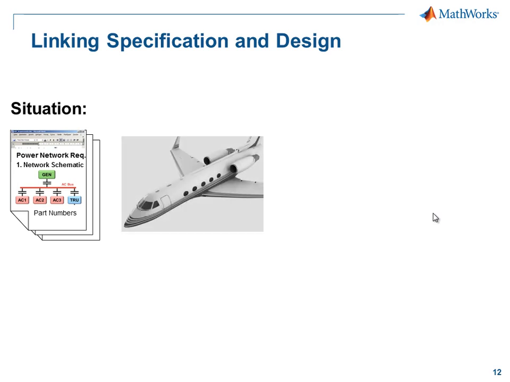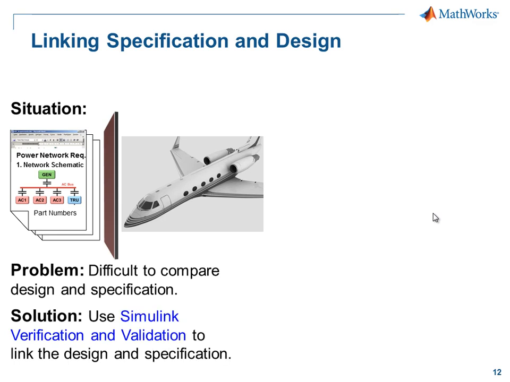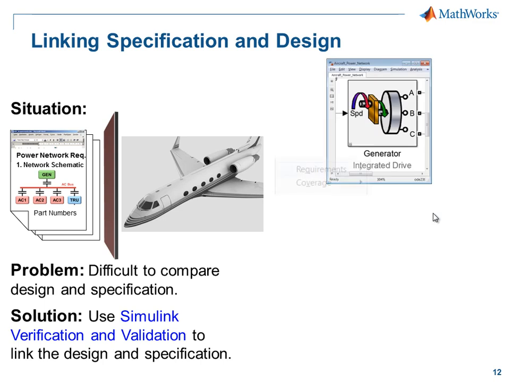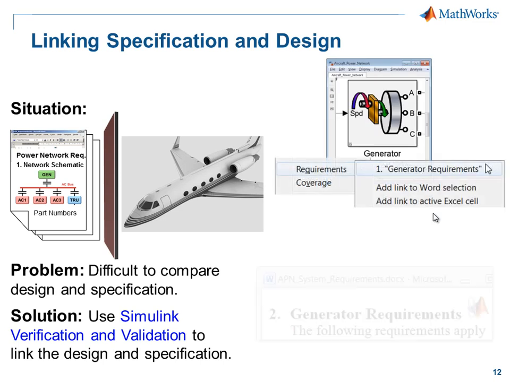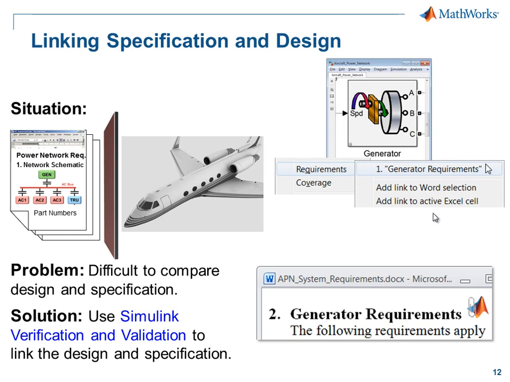It is difficult to compare this with the overall design, to verify that the design is meeting those requirements. Using Simulink verification and validation, we can directly link the requirements document and our simulation model. We can create links from the simulation model directly to the requirements document. This makes it easy for us to verify which requirements this portion of the model is fulfilling. This link is bidirectional, so that if we are looking at the requirements, we can quickly jump to the model to verify how that requirement is being fulfilled.